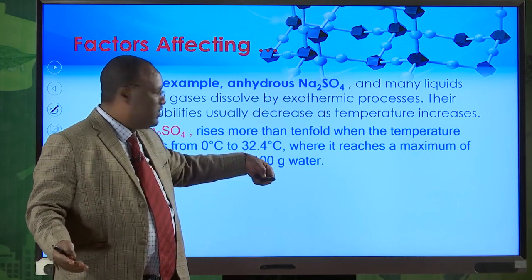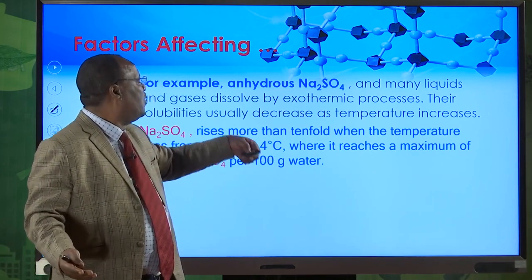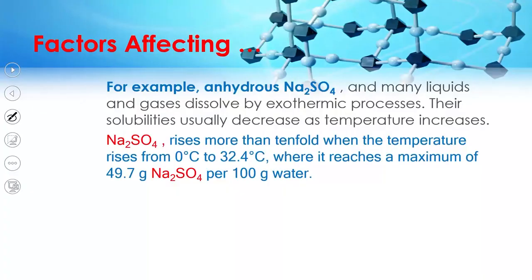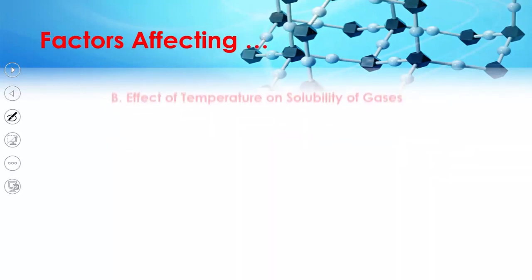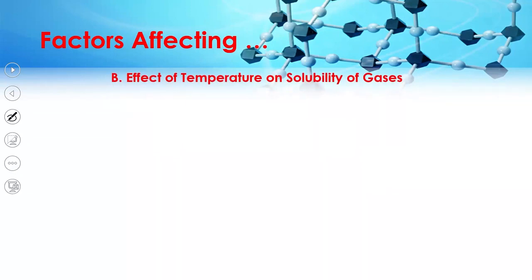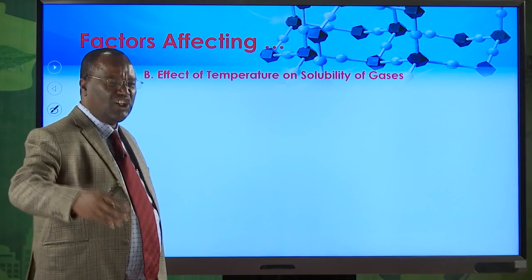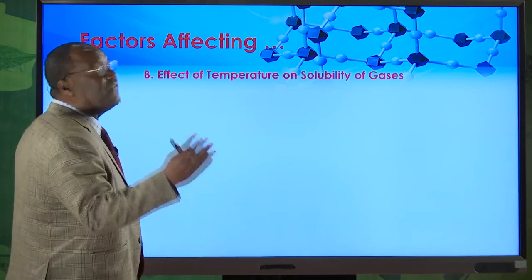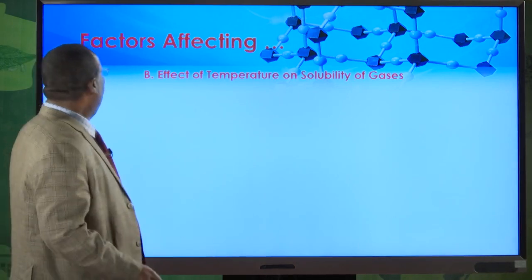the solubility of sodium sulfate rises more than tenfold when temperature rises from 0 degrees Celsius to 32.4, where it reaches a maximum of 49.7 gram per 100 gram of water. Beyond that, the solubility of sodium sulfate in water decreases because the process is exothermic. If the process is exothermic, solubility will decrease as temperature increases. This is the effect of temperature on the solubility.